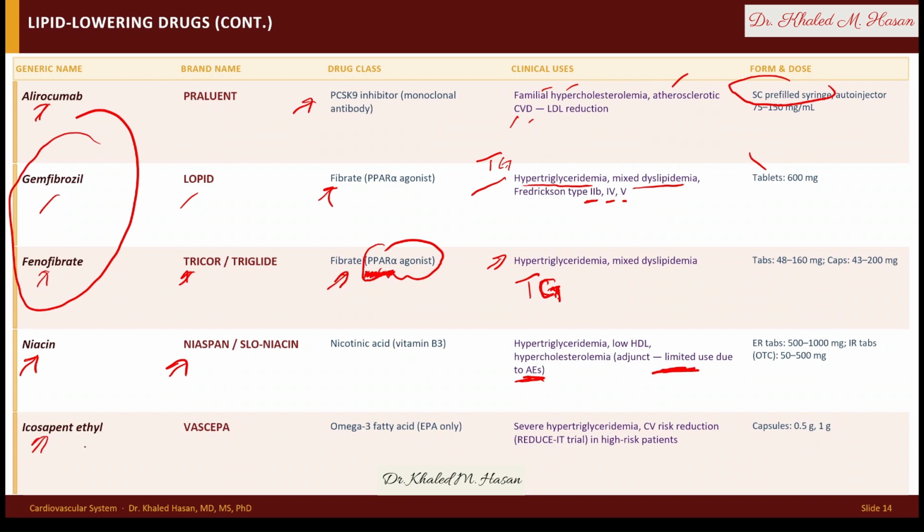Icosapent ethyl, brand name Vascepa, omega-3 fatty acid. We use it for severe hypertriglyceridemia. So when you have a high level of triglyceride, we use this Vascepa, available as a capsule, 0.5 and 1 gram.